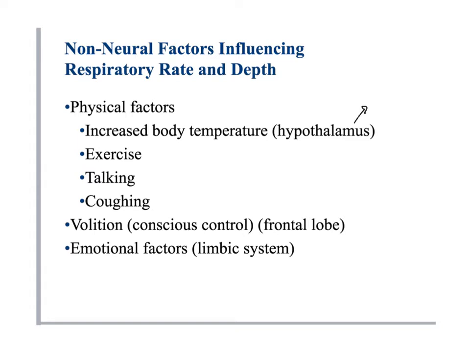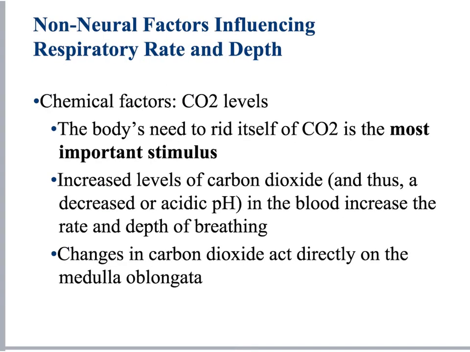That feeds into this. Volition, your conscious control, that's from the frontal lobe. And then emotional factors, we talked about crying and laughing, right, as having to do with respiration. That's from your limbic system, which controls emotions. So different parts of the brain also have connections to the respiratory centers, the medulla, and mainly the medulla.